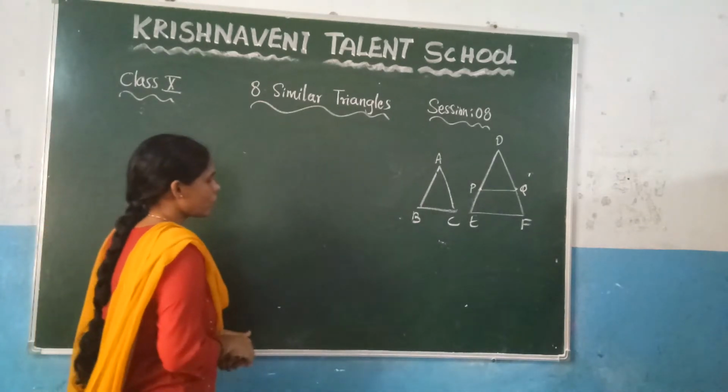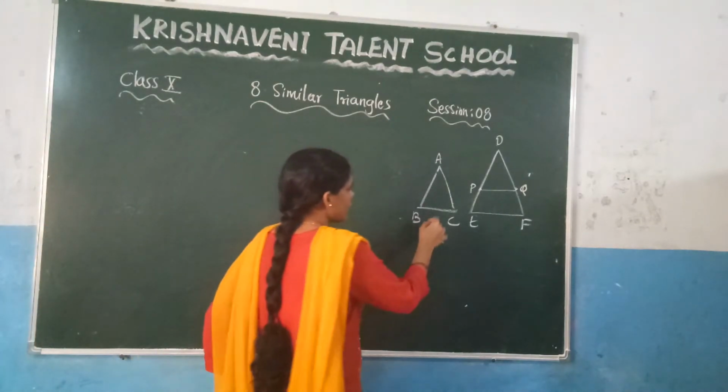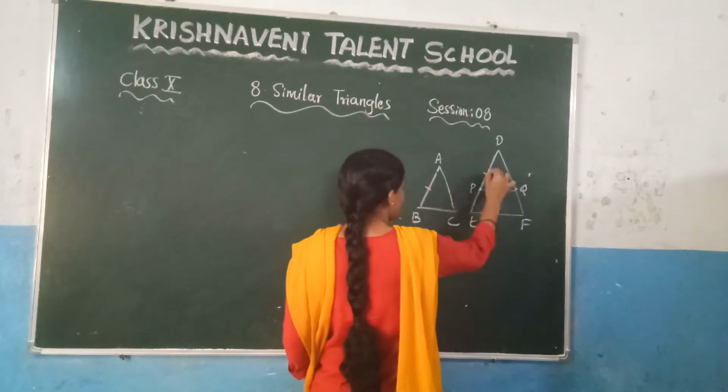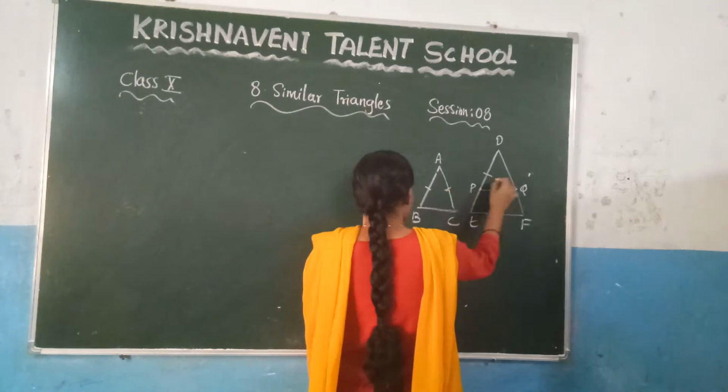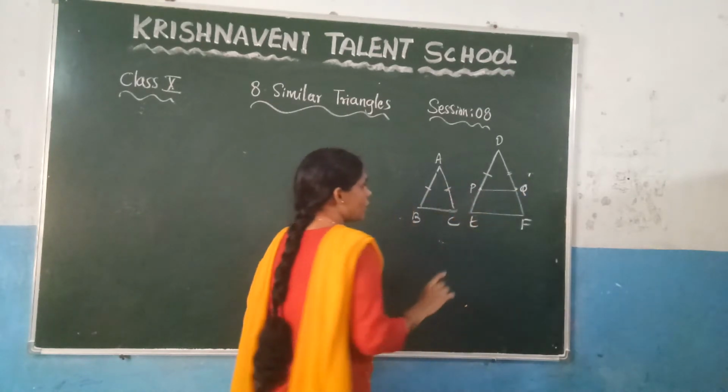So here, you can observe what we have done in the construction: AB is equal to DP, and similarly the length of AC is equal to the length of DQ. Like that we have chosen 2 points.